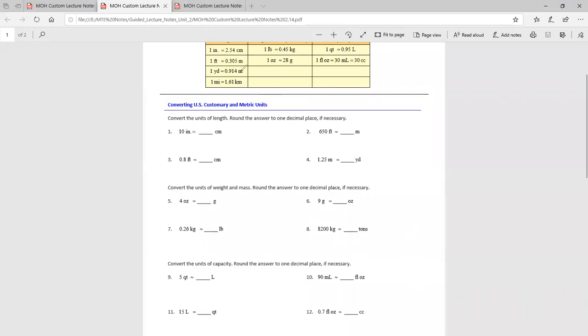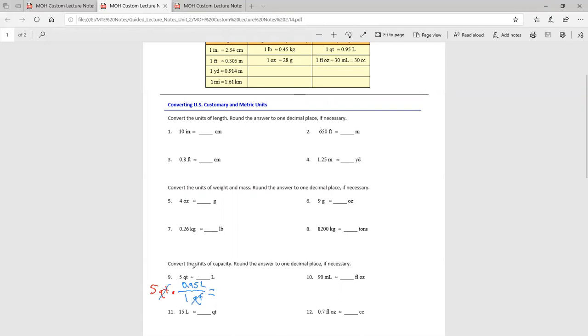So 5 quarts to liters, quarts to liters. Well, this top right one is quarts to liters, so we can use that. 1 quart is 0.95 liters. So we start with our 5 quarts. We know we're going to multiply by a fraction. And we know that quarts have to go in the bottom. We're converting to liters, and that is quarts to liters. And we see that 1 quart is 0.95 liters. That'll cancel our quart units and leave us with liters.